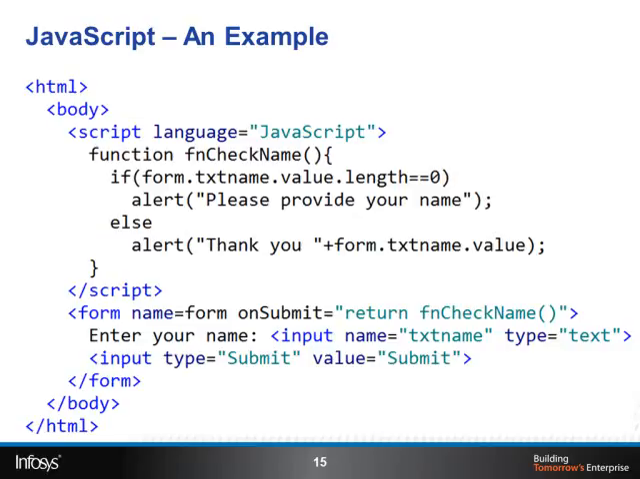Let us see a simple example to understand the implementation of form validation using JavaScript. Here inside the script tag, we have a function named fnCheckName. This function is used to check whether the name field is non-blank, since the name field is mandatory in this application. The HTML body creates a simple form having one text field, txtName, for providing input and one button, submit, for submitting the form. When the user clicks submit, the function fnCheckName is called and appropriate action is taken.